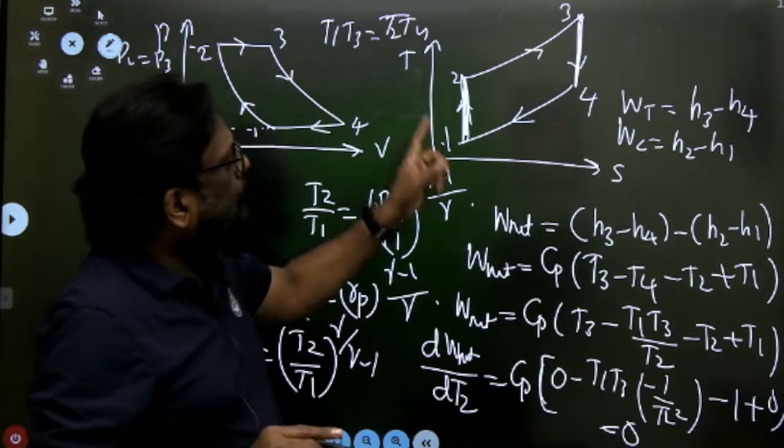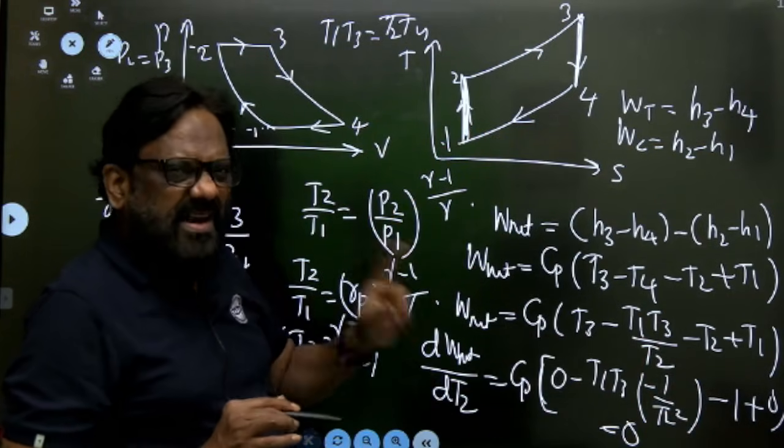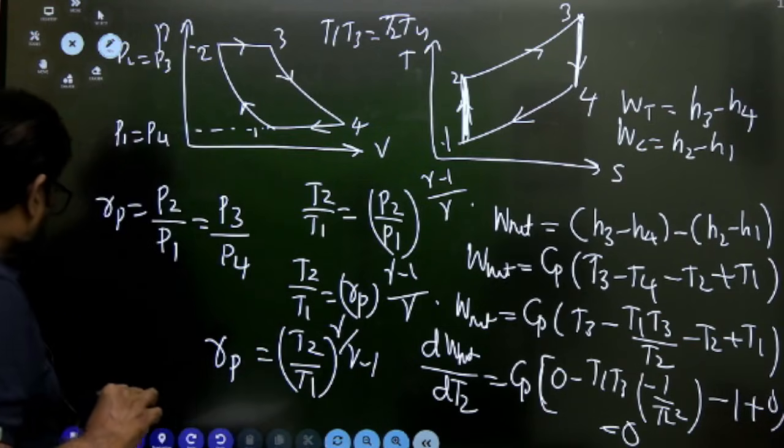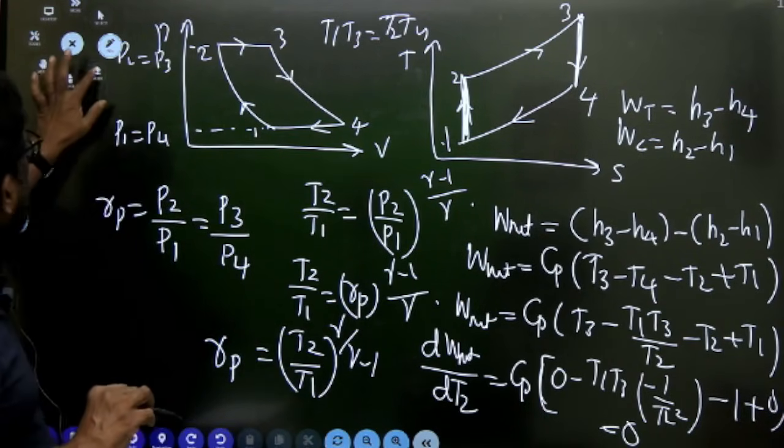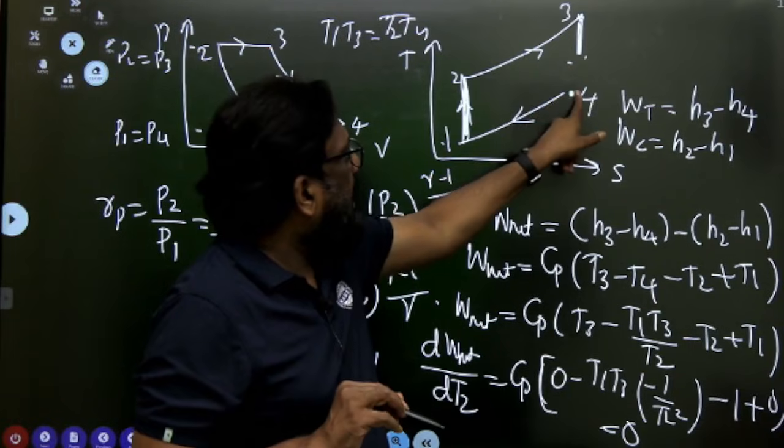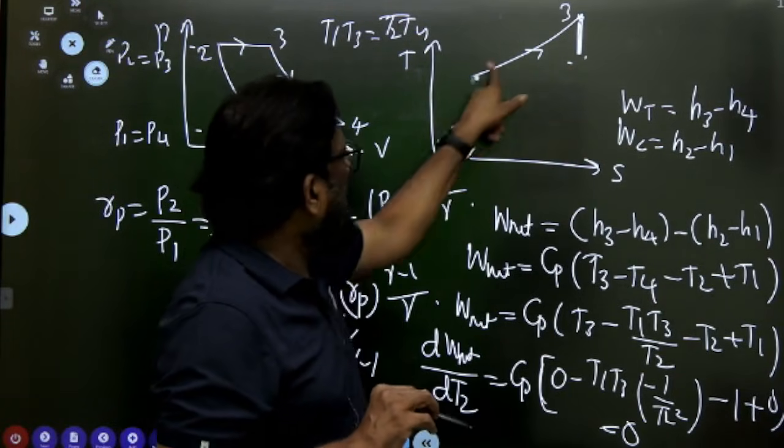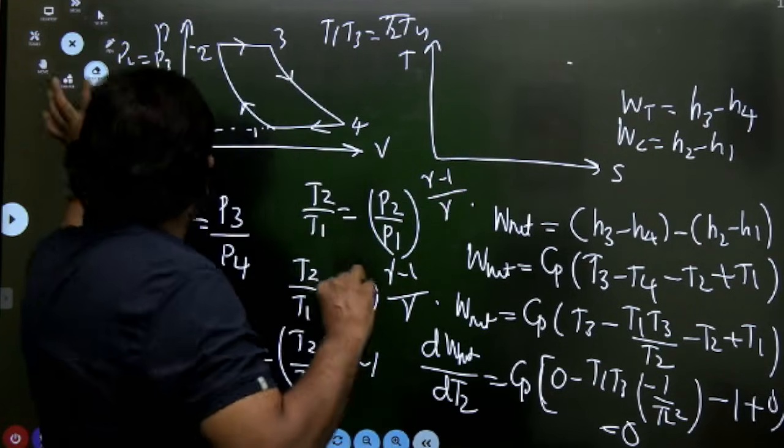Remember, listen carefully: whenever the work is maximum, under that condition my T2 and T4 are the same. My friends, T2 and T4 are the same.